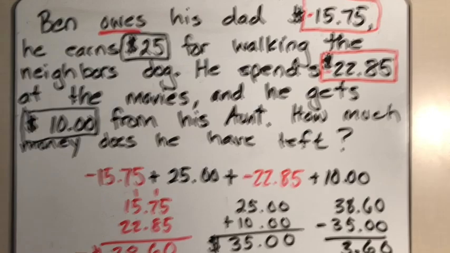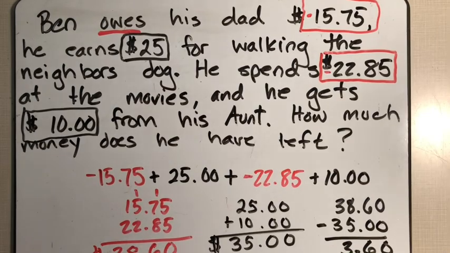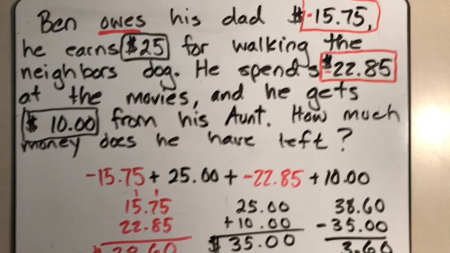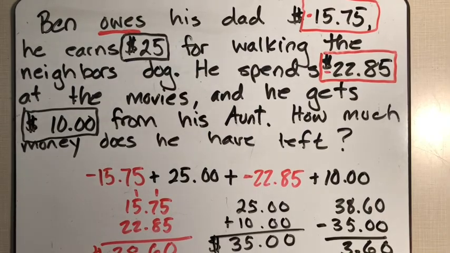But remember, this debt is actually a larger quantity than this money earned or money had. Since the debt is bigger, he doesn't have $3.60. He owes $3.60. So he's going to still owe his dad at the end. He didn't have enough money to pay off his debt. So the answer would be negative $3.60, or you could say he still owes $3.60.